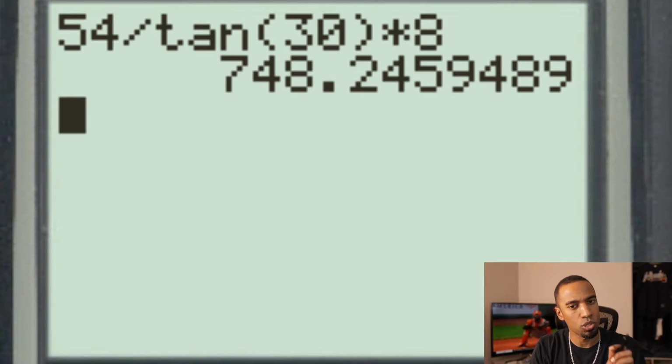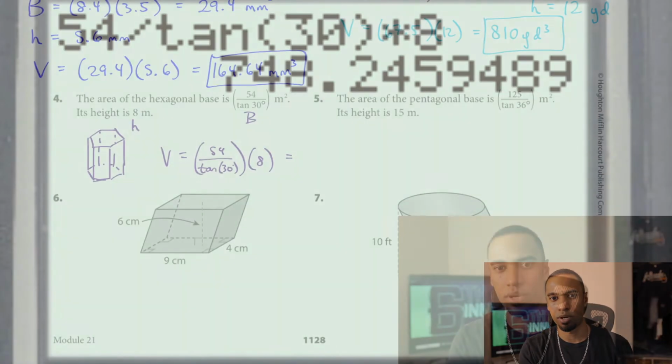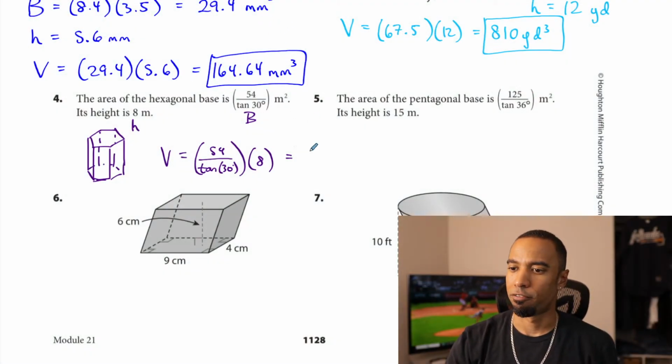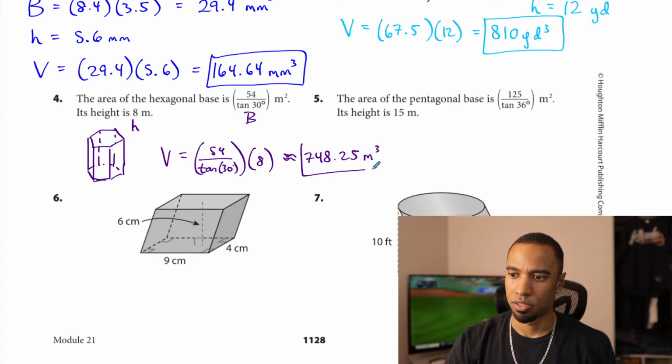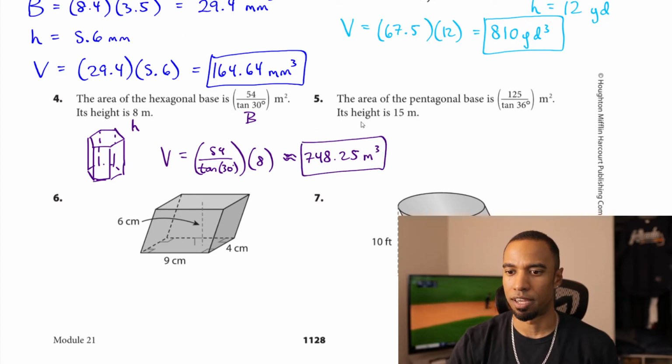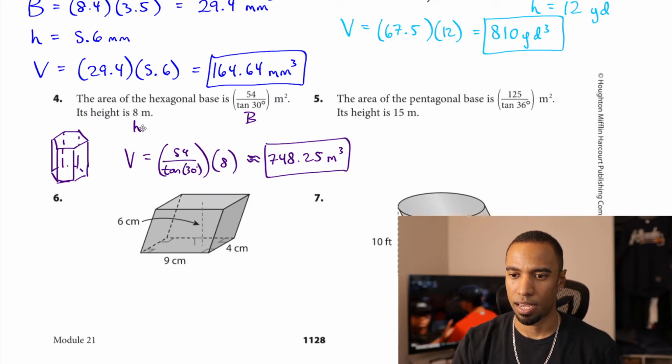748.245, that's going to be 0.25 when we round up. So 748.25, let's do approximately, 748.25 cubic meters. And that's your final for number 4. Oh, I need the height right there.